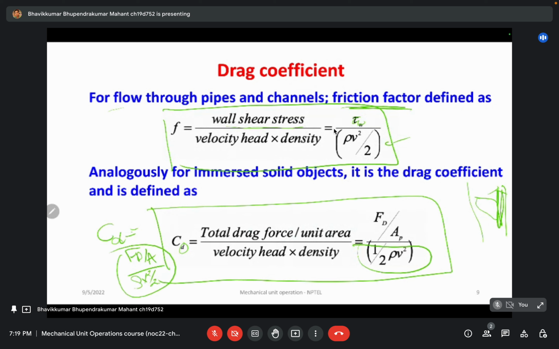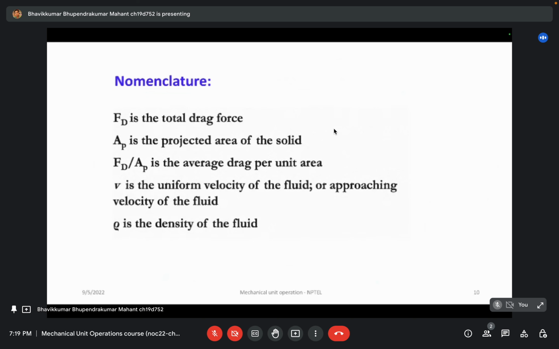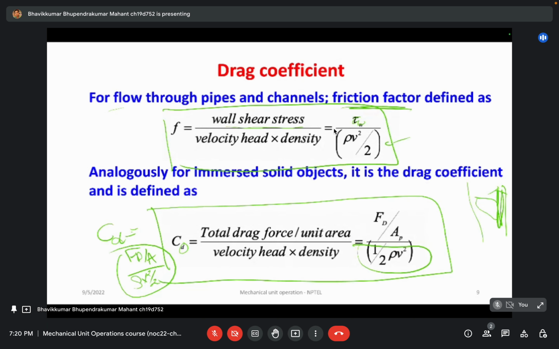So this is how we can calculate the drag coefficient, and this is important when you are discussing various examples and different kinds of phenomena, where at the end you will require the drag coefficient to be known. If you want to calculate the terminal velocity or the Reynolds number, sometimes all this requires the drag coefficient. Now in this equation the nomenclature is that Fd is the total drag force, Ap is the projected area, rho is the density, and v is the velocity.